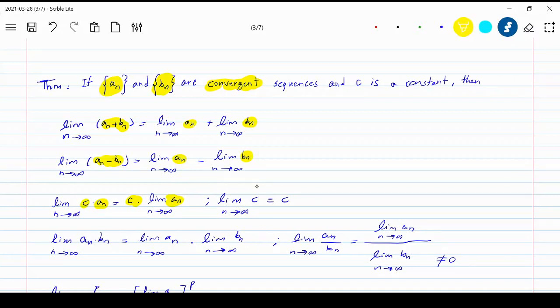If you're dealing with a constant sequence, the limit is the same as that constant. A simple example would be if you're looking at this sequence 1, 1, 1.